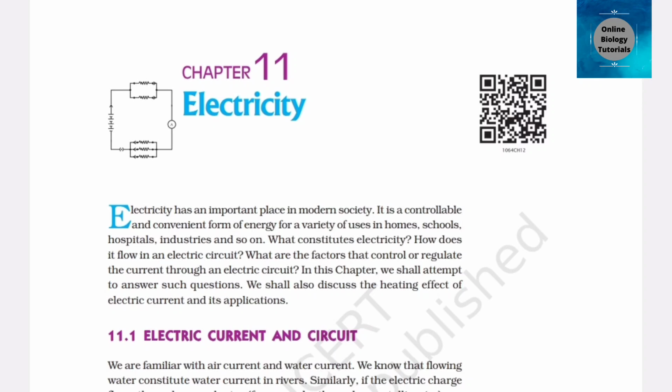Let's start with the audio of Chapter 11. Electricity. Electricity has an important place in modern society. It is a controllable and convenient form of energy for a variety of uses in homes, schools, hospitals, industries, and so on.